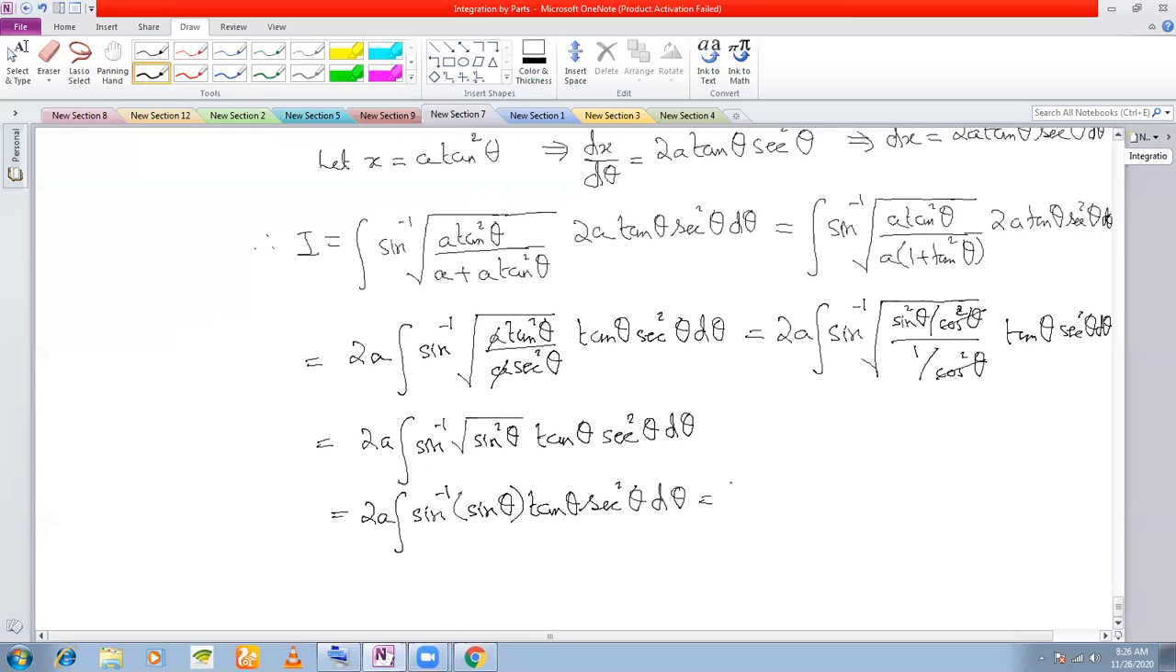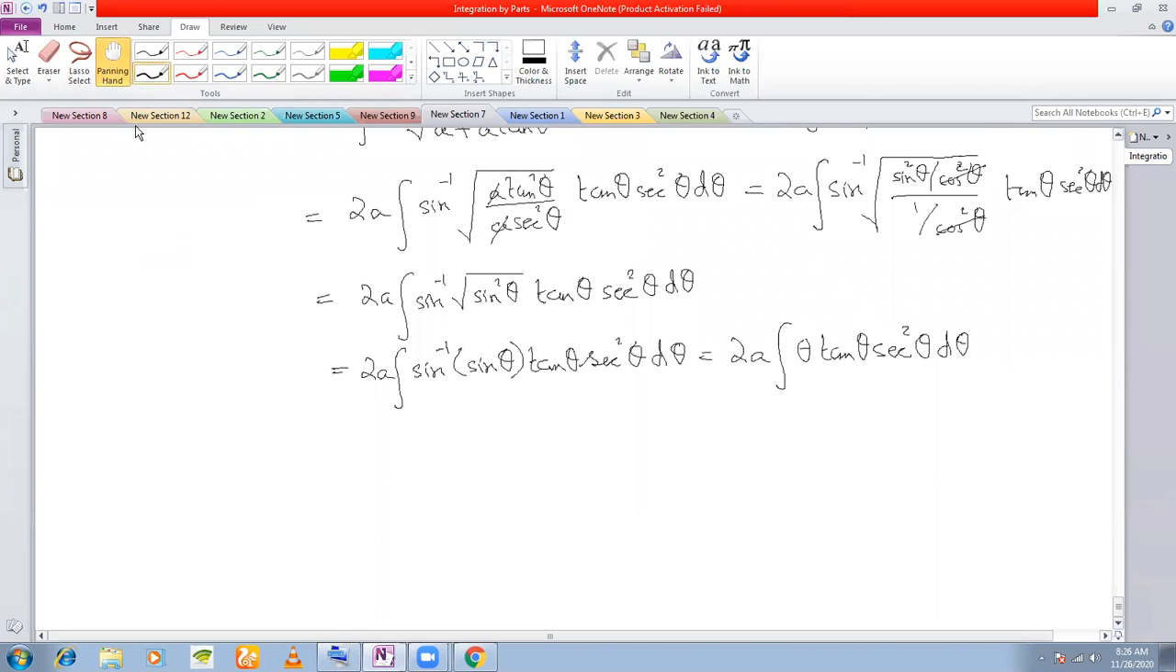So now what happens? Sine inverse sine theta is simply theta. So we have theta tan theta sec square theta d theta. Okay, and then how do I evaluate this?